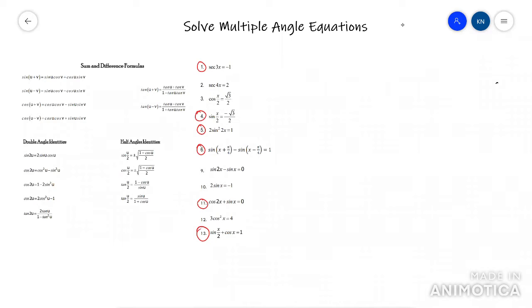Hey, this video is going to go over solving multiple angle equations. These things can get pretty tricky, so just brace yourself. You're still going to need all of these equations from earlier, and I'm only going to be doing the one circled in red because I think this will probably take a little while.